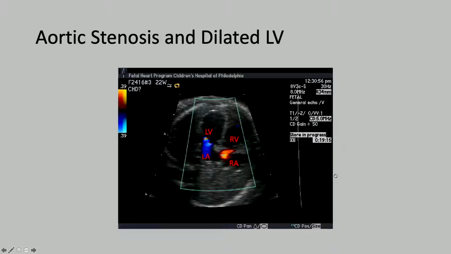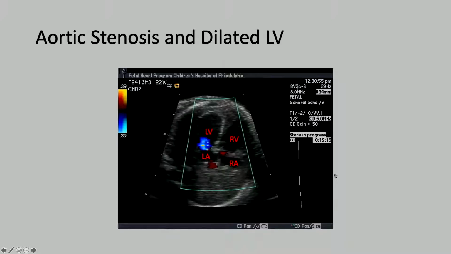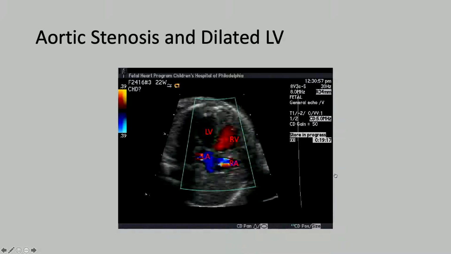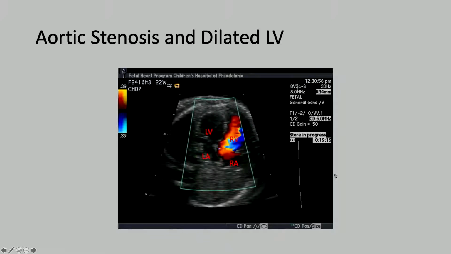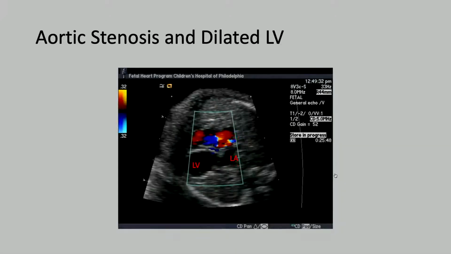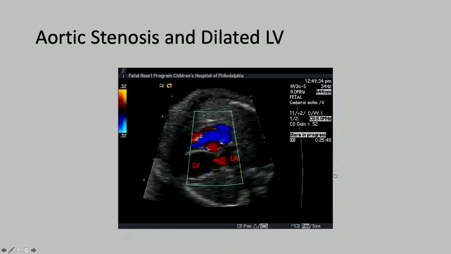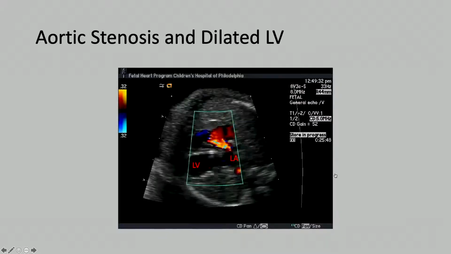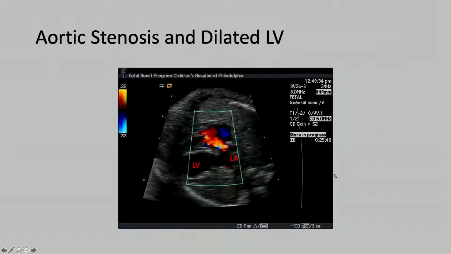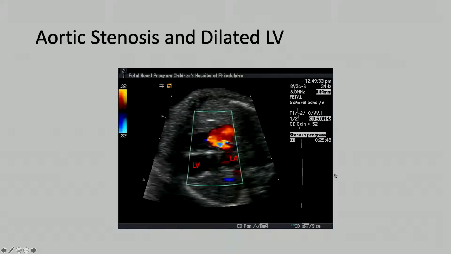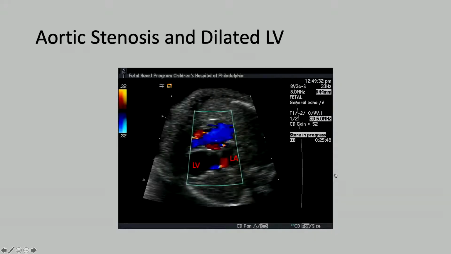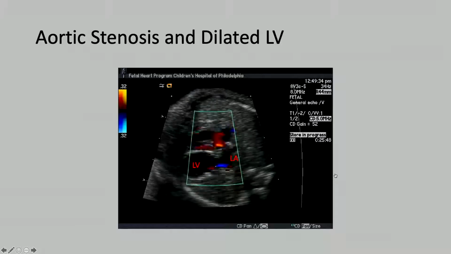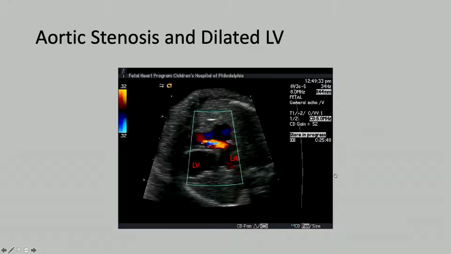Put some color flow on, and what do we see? From left to right, LA to RA, is this red jet indicating decompression of the left atrium. Here's another look at it from the side. You can see this blood pouring across the foramen ovale, left to right, LA to RA, as if what this fetus is trying to do is to decompress the left-sided structures. And that's exactly what is going on. But yet the LV is enlarged.